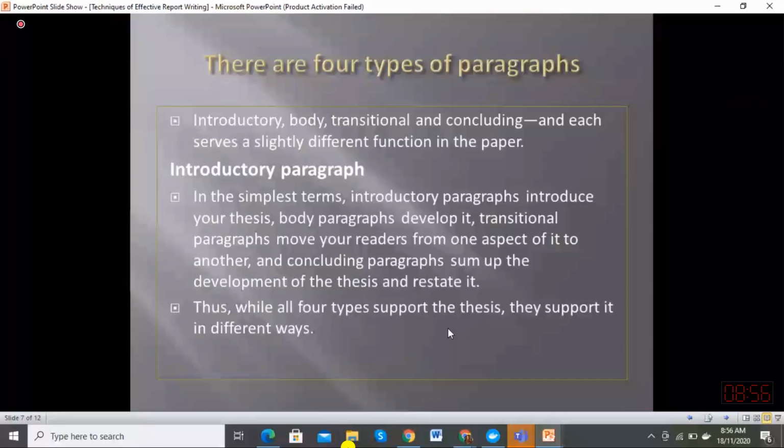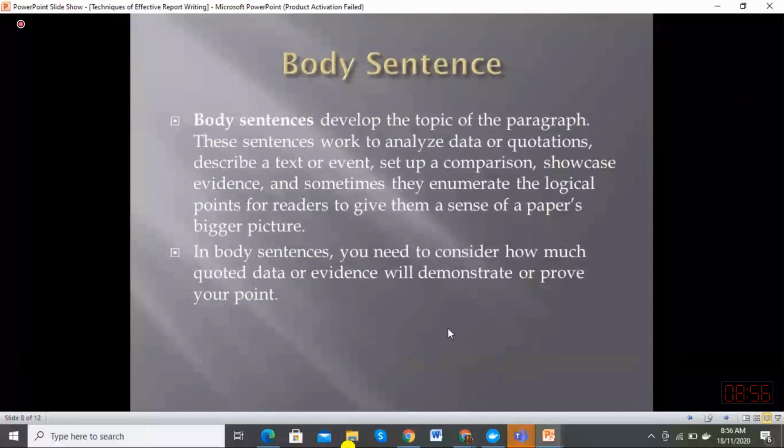Body sentences. Please read. Body sentences, you may say, are the heart of your paragraph. And number two, if you are writing a research report, you can call the discussion part of your research report or any document the body of the written document, and it is most important.